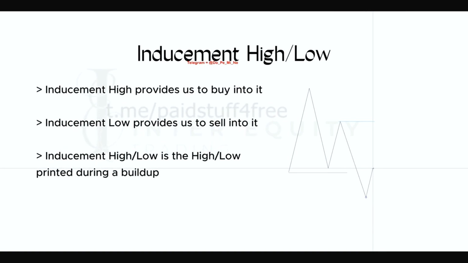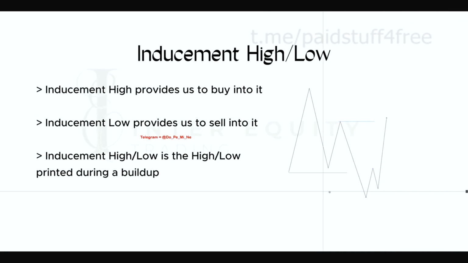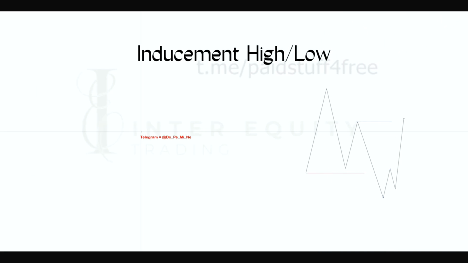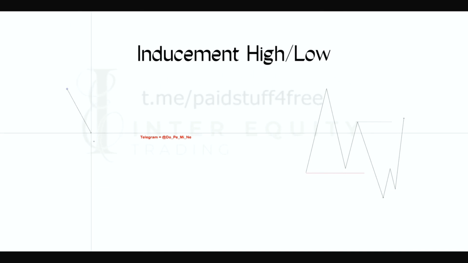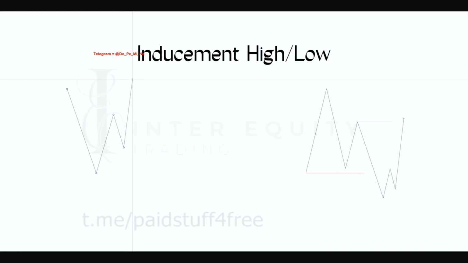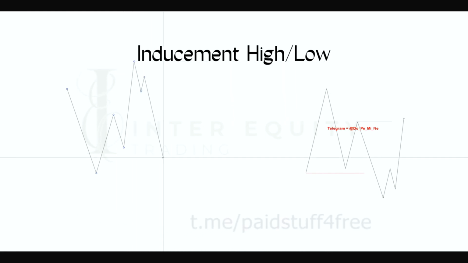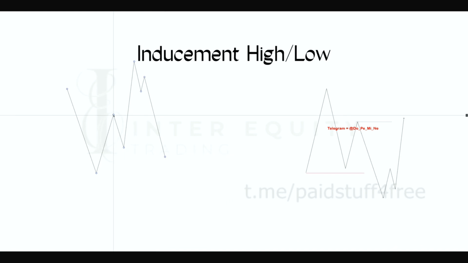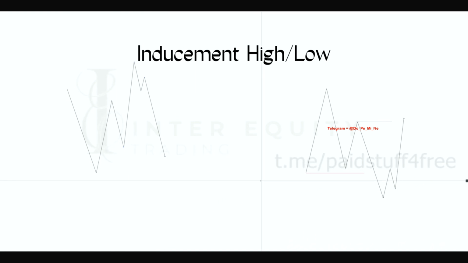Okay, so let's say the market starts moving up and has this pullback. You want to be buying below this low up to your inducement high. And same thing goes for your inducement low. Okay, so the inducement low would be like this. All right, so this would be your inducement low right here.